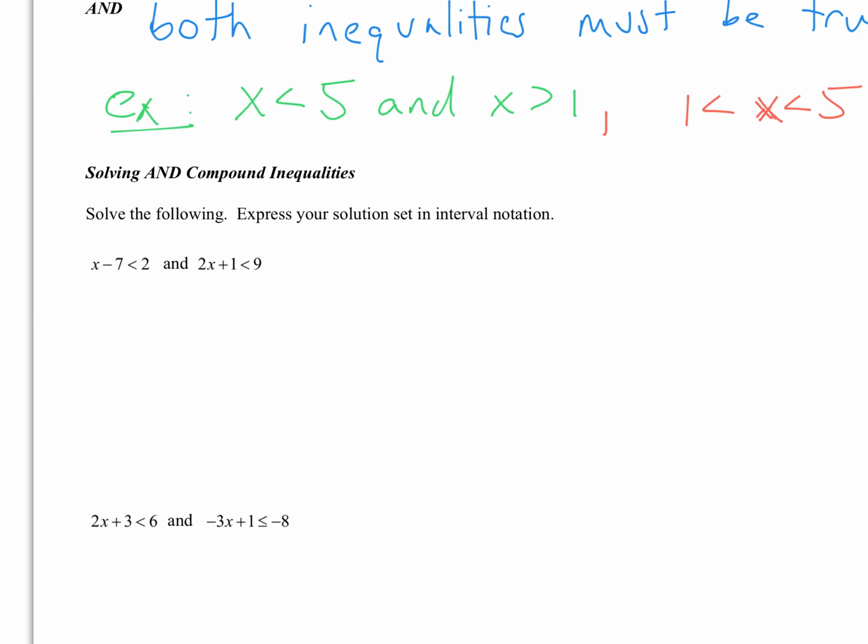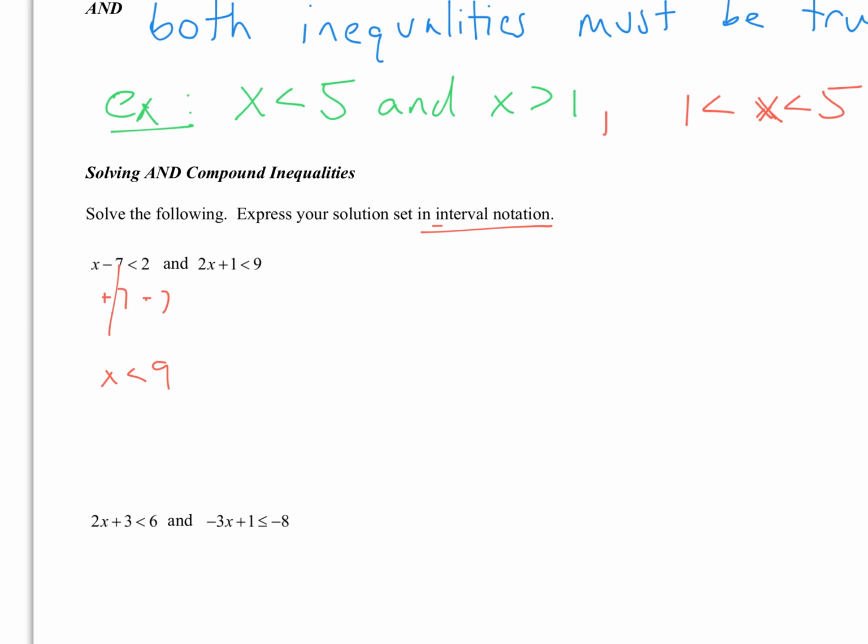So let's look at our first example of solving and inequalities. We're going to solve these very similar to regular inequalities, but we have two different types to solve in one question, and it says also to express the solution in interval notation, using the interval notation we learned from last section. So on this first one, x minus 7 is less than 2. We're just going to add 7 over, so you get x is less than 9.